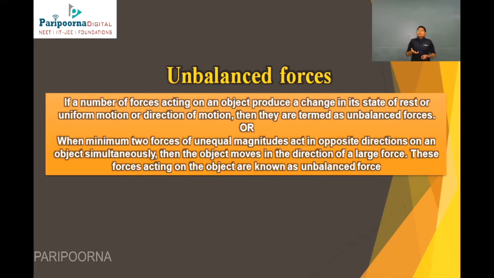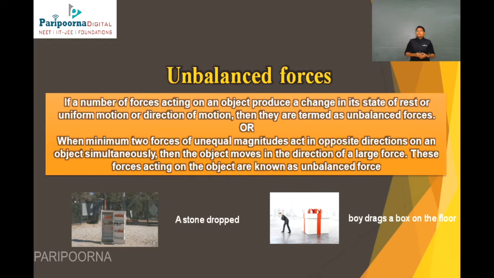So if a number of forces acting on an object produce a change in its state of rest or of uniform motion, or even in the direction of the motion, then they are called unbalanced forces. Here also there are two examples. A stone is dropped from the top of a tower to the ground. It is an unbalanced force, that's why it collapsed onto the ground.